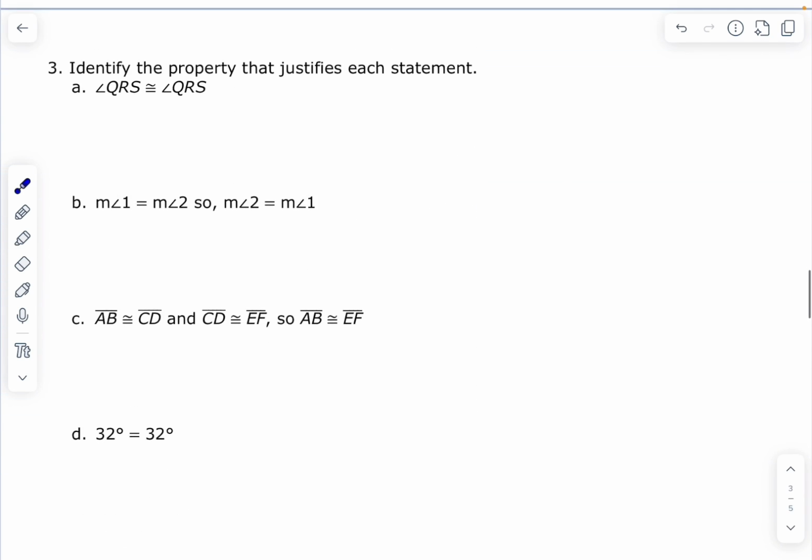All right, this last little bit here asks us to identify the property that justifies each statement. So we're told that angle QRS is congruent to angle QRS. That would be our reflexive, and in this case, it looks like of congruence. Okay, B, we're told the measure of angle 1 equals the measure of angle 2. So the measure of angle 2 equals the measure of angle 1. There's our symmetric property.